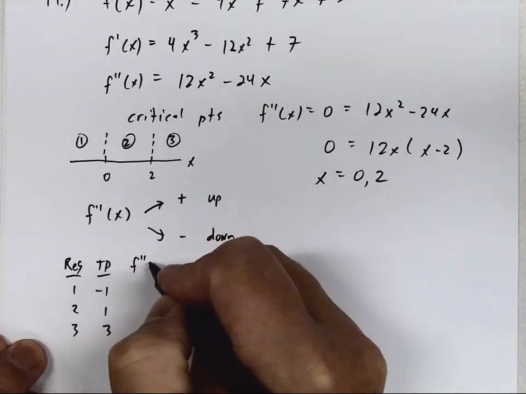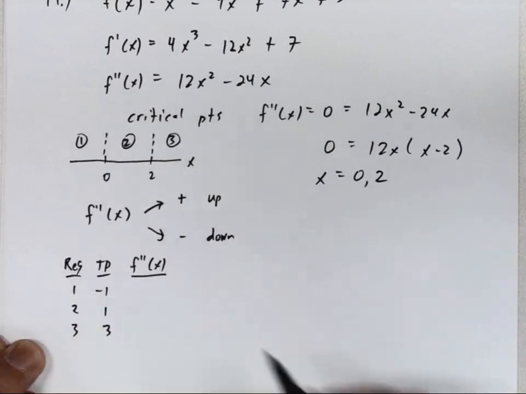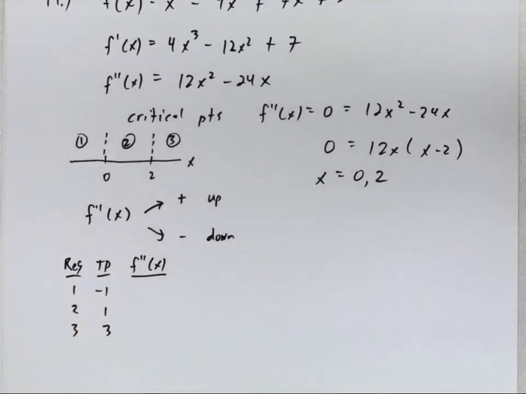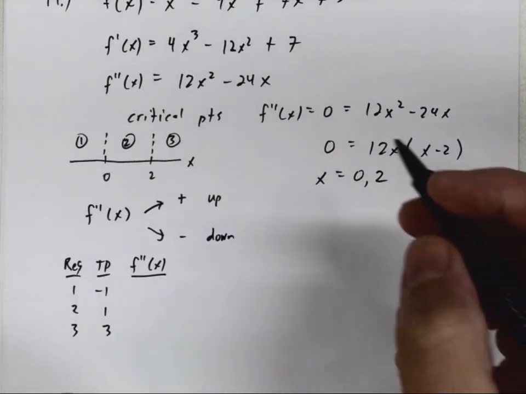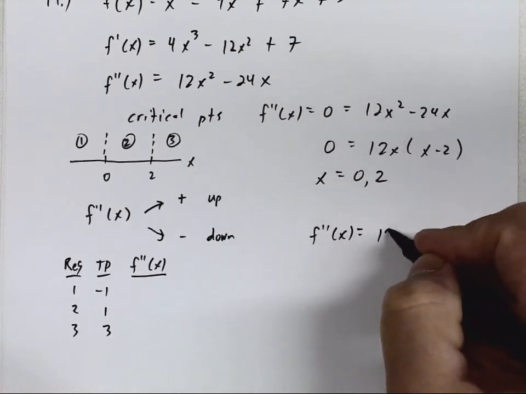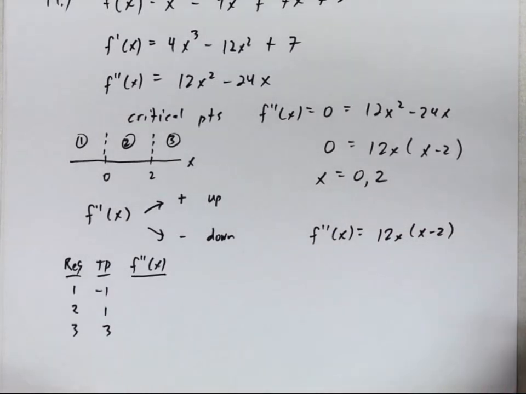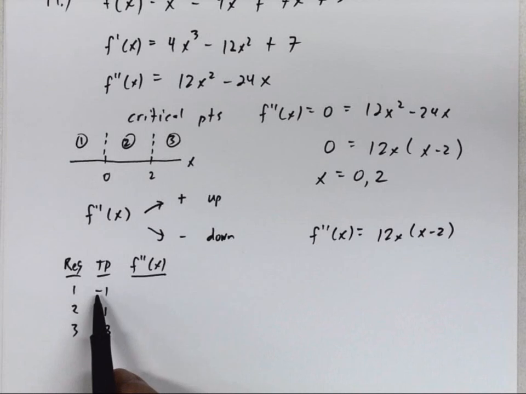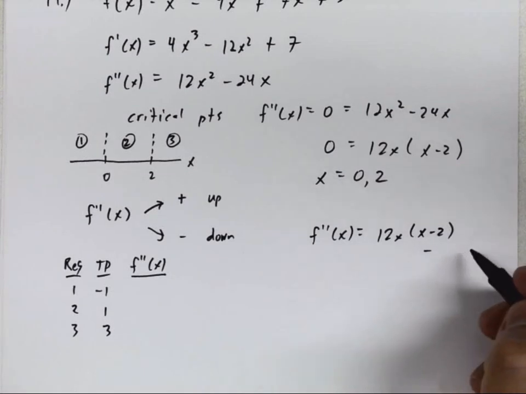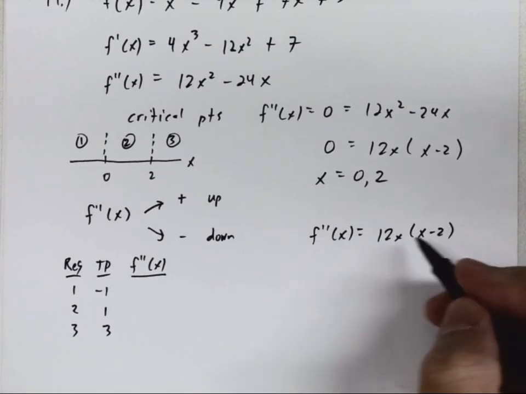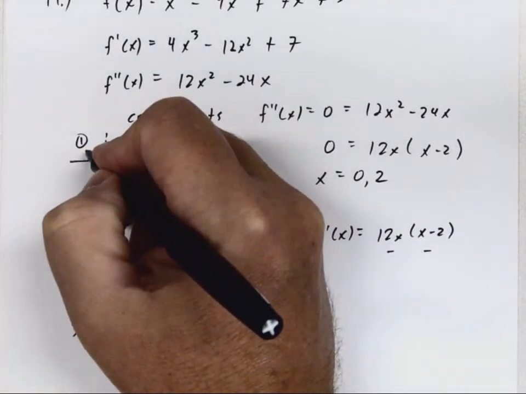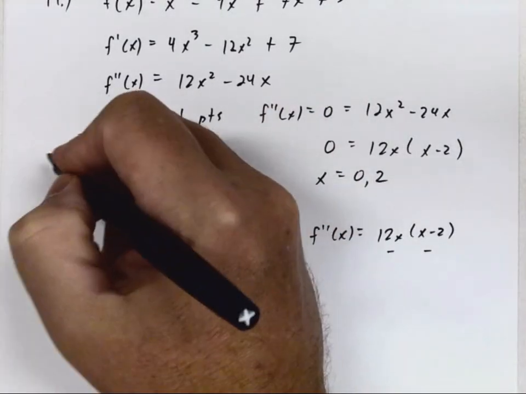And now I'm going to determine, when I use each of these test points, I don't even care about the number, I care about the sign of the second derivative. So in factored form, here's my second derivative. So this should be pretty easy to determine. So I plug in -1 for x into my second derivative. This parenthesis is going to be a negative, because -1 minus 2 is -3. 12 times -1 is negative. 2 negatives multiplied together. I just determined that region 1 is positive.